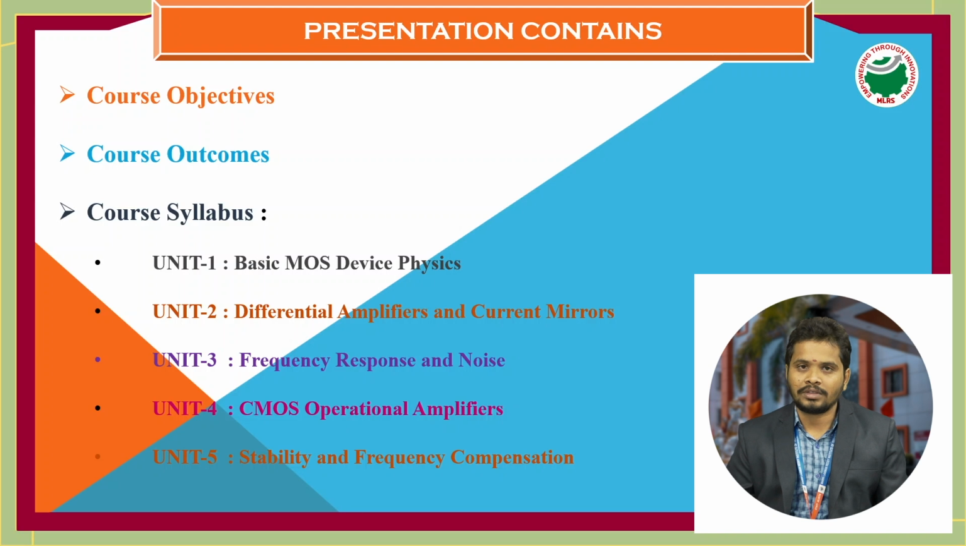What is the course syllabus? The course syllabus we already know very well. It is divided into 5 units: unit 1, unit 2, unit 3, unit 4 and unit 5. The first unit is basic MOS device physics, the second unit is differential amplifiers and current mirror circuits, the third unit is frequency response and noise, the fourth unit is CMOS operational amplifiers, and the last unit is stability and frequency compensation.